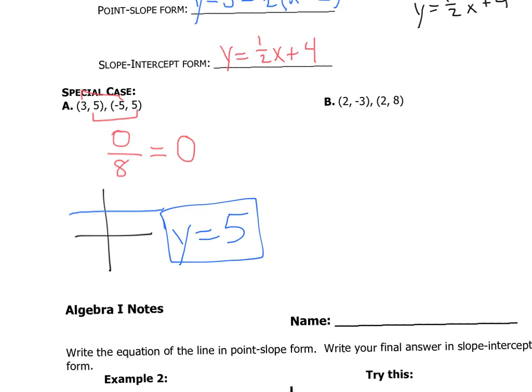So 0 slope is a flat line. It only crosses the y-axis. Therefore, it is a y line.